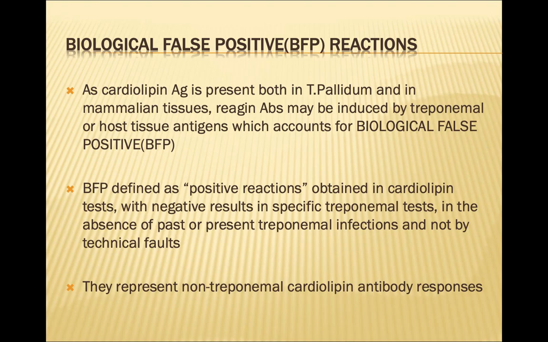The BFP is defined as a positive reaction obtained in cardiolipin tests with negative results in a specific treponemal test, in absence of past or present treponemal infections and not by technical faults. So when do you call it a biological false positive? Whenever you have a positive test by cardiolipin and a negative test by a specific treponemal antibody test.